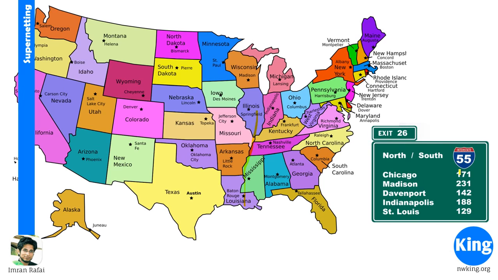Now, supernetting is a concept that is ideally used in the routing concept, and I know that we haven't yet started routing, but I wanted to talk about supernetting here because supernetting and subnetting are complementary. Now, subnetting is breaking down a large network into smaller networks, and supernetting is exactly the opposite, where you take smaller networks and combine it to one big network.